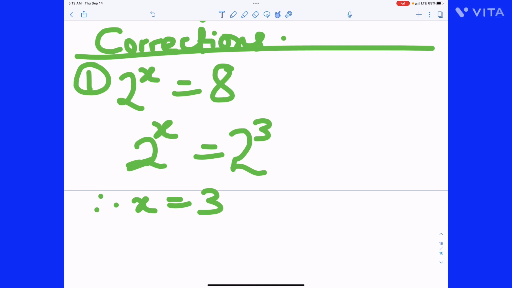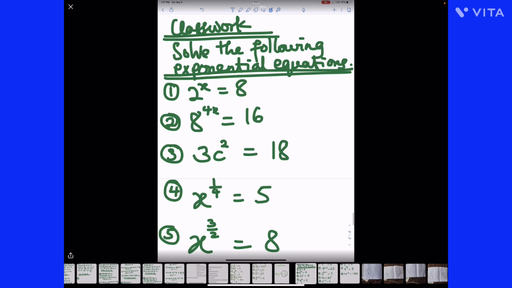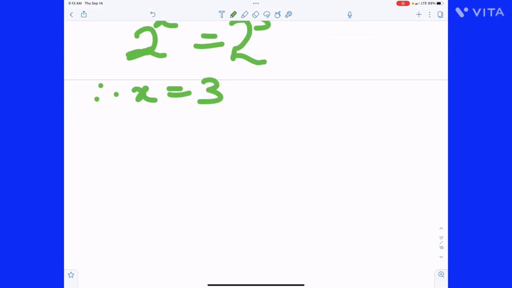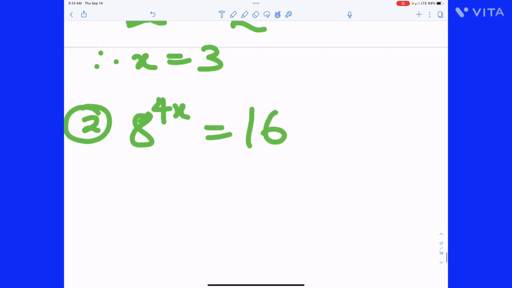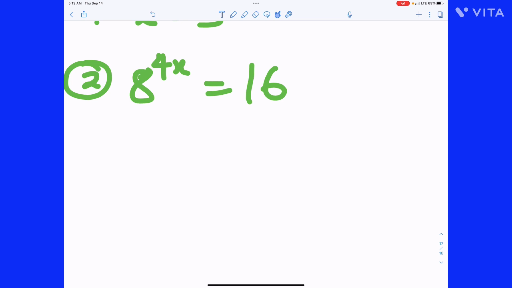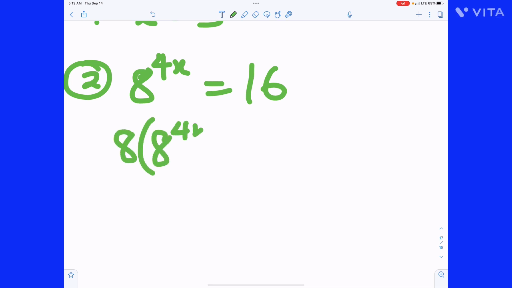So let's continue. Now, question 2 says 8 raised to power 4x is equal to 16. Question 2, 8 raised to power 4x is equal to 16. Now, 8 raised to power 4x. Here too, you cannot divide both sides by 8. It's not done that way. Because there's no common factor 8.